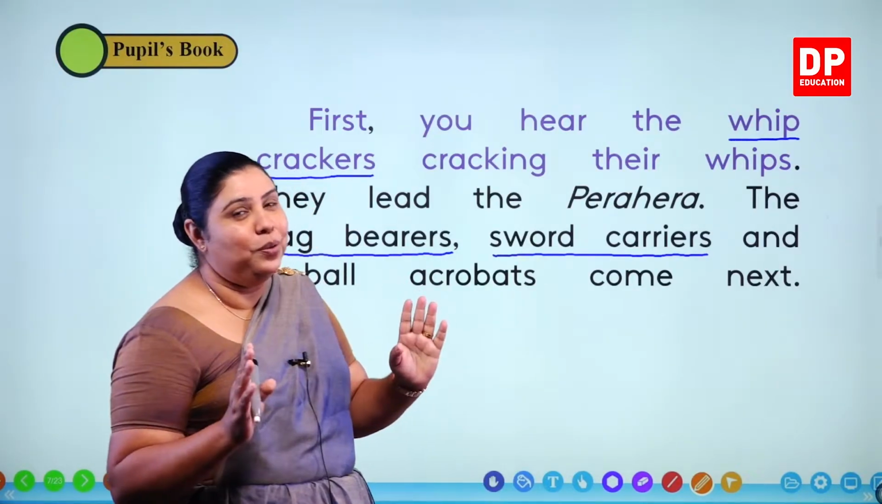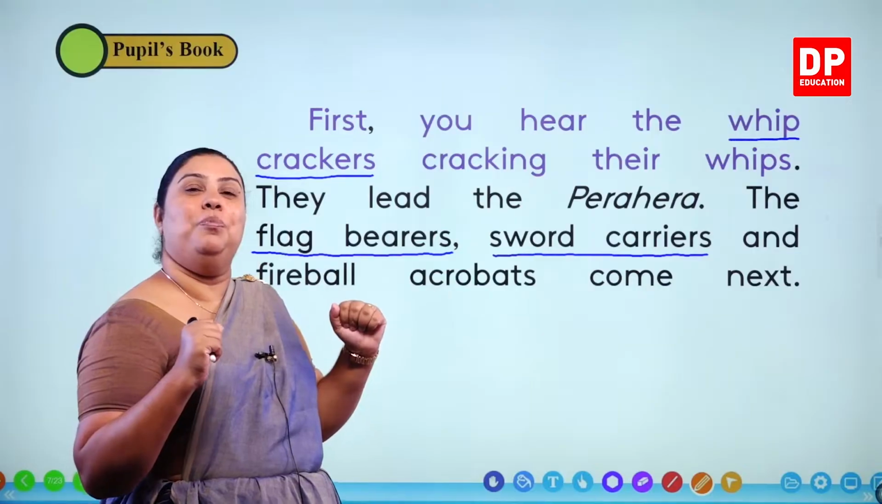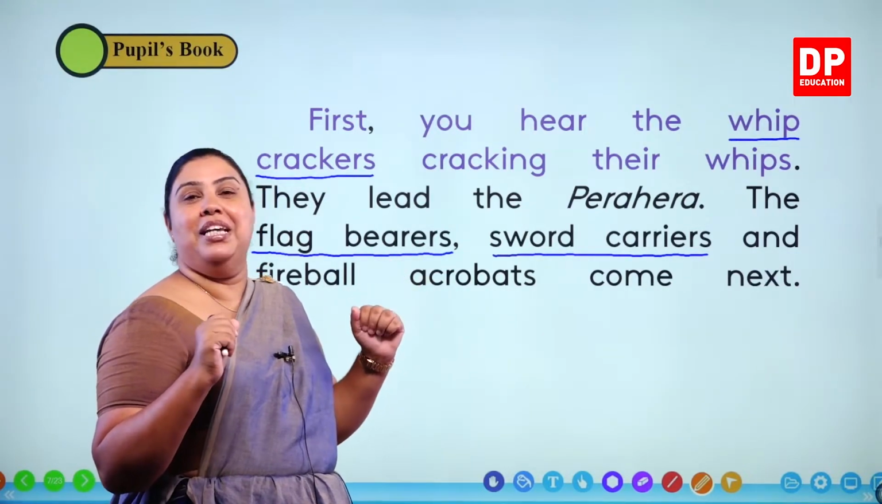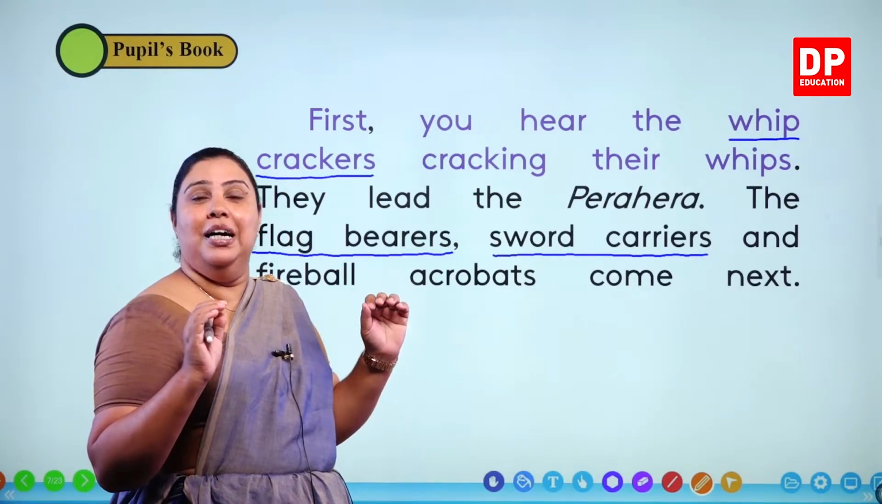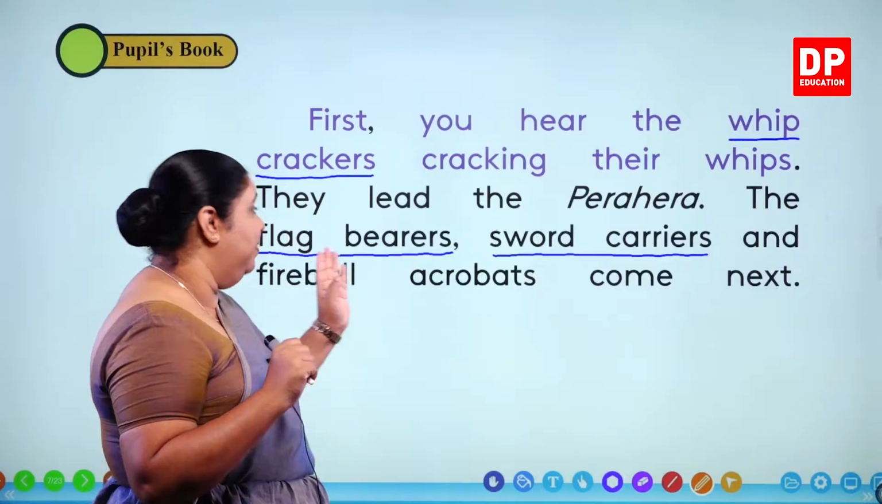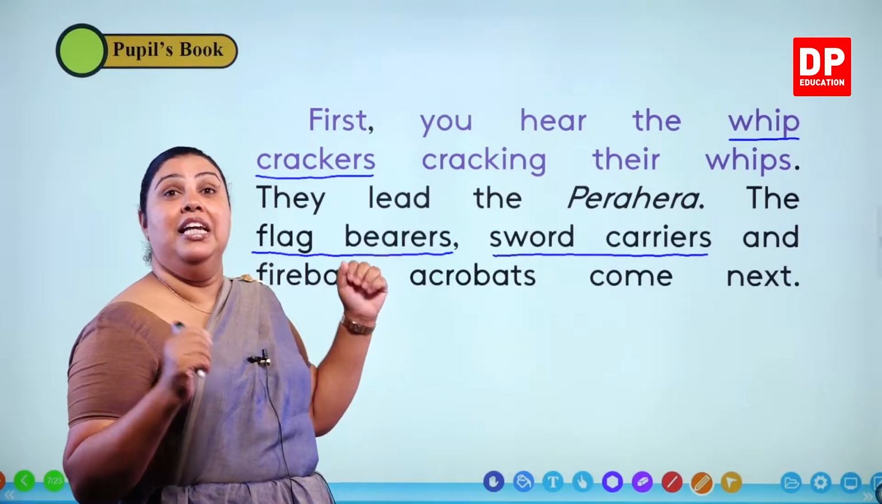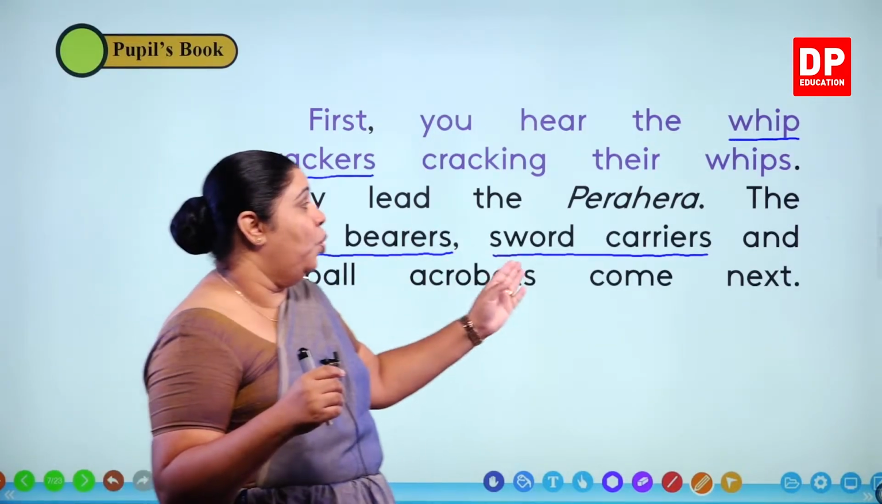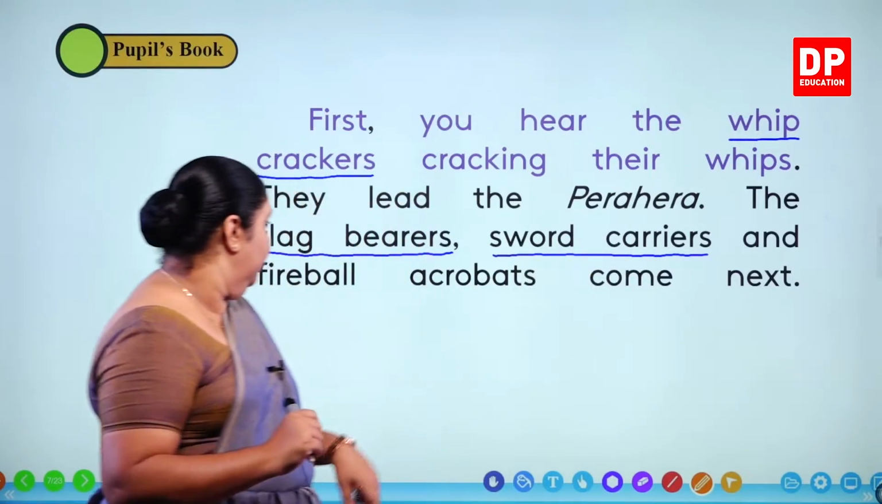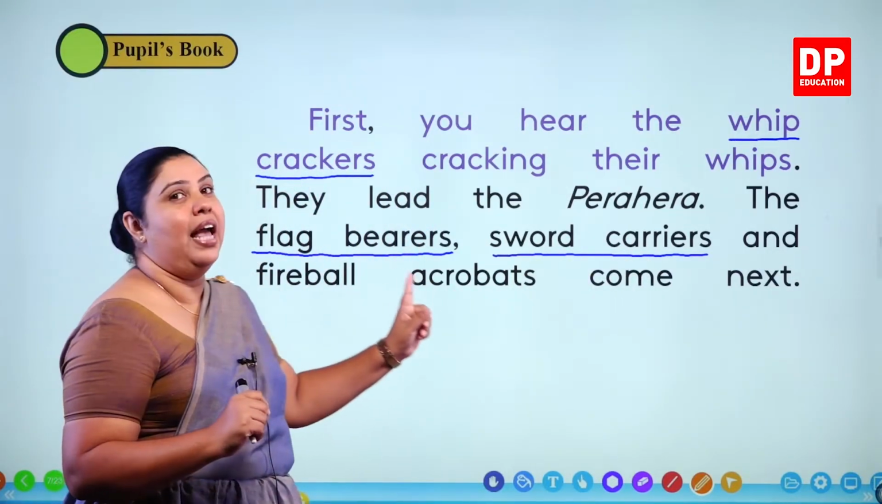Now, children, you can picture a perahera well, can't you? You can all see the beautiful images of a beautiful perahera. We have the whip crackers, then we have the flag bearers coming in, and then we have sword carriers, those who carry swords. And fireball acrobats.